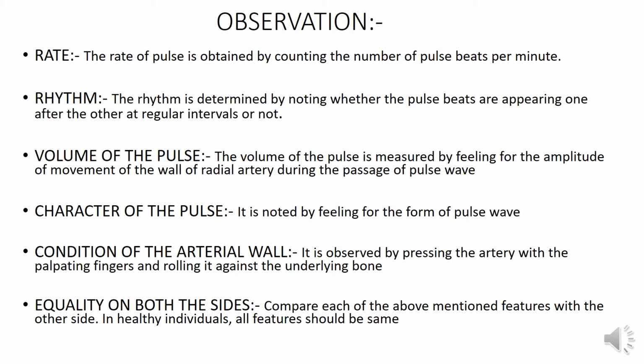So first point is the rate. The rate of the pulse is obtained by counting the number of pulse beats per minute. Then comes the rhythm. The rhythm is determined by noting whether the pulse beats are appearing one after the other at regular intervals or not.